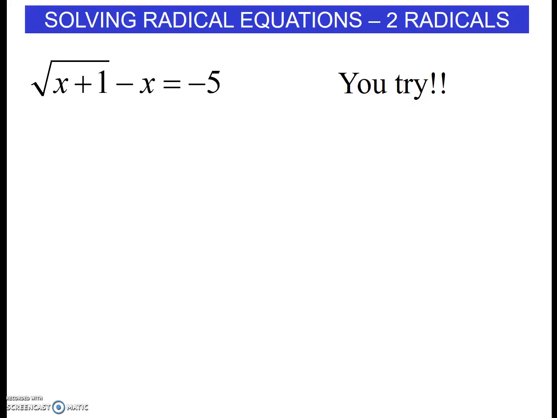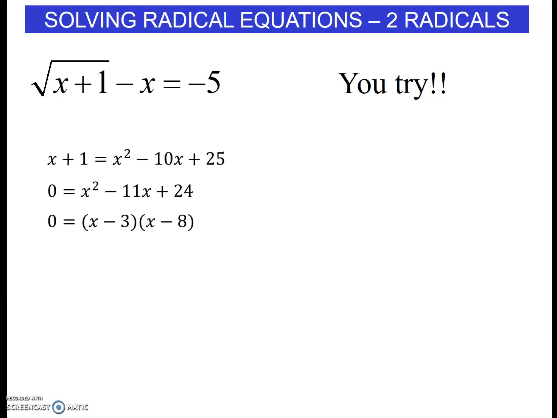All right, let's check your work, see how you did. So when you move the x over and FOIL, and then we're going to set it equal to 0 and factor, we get x minus 3 times x minus 8. So our two answers here are 3 and 8. However, 3 does not work if you plugged it back in. You will not get negative 5.